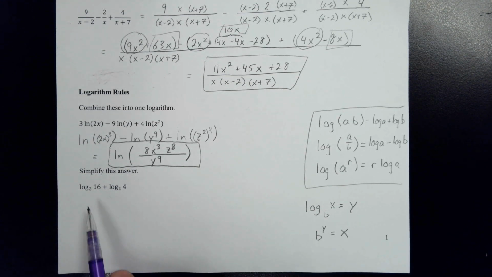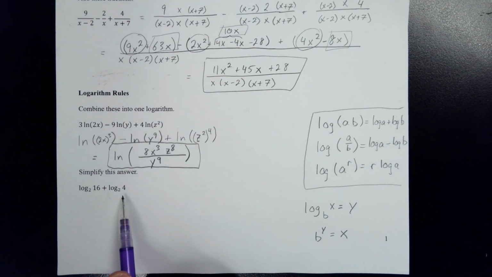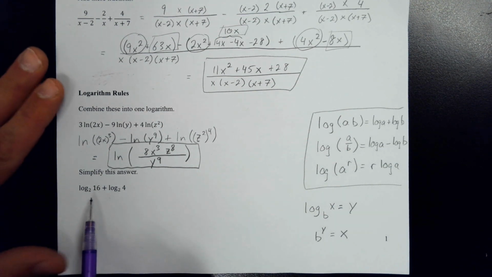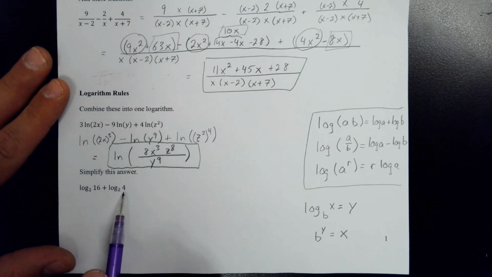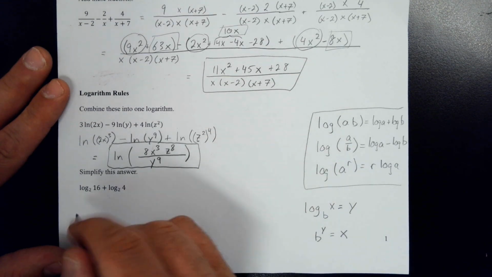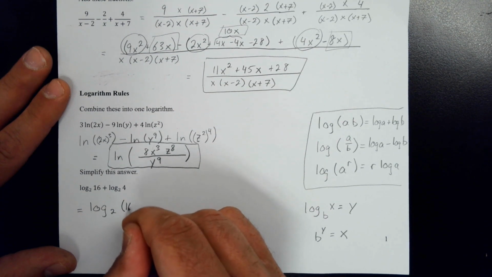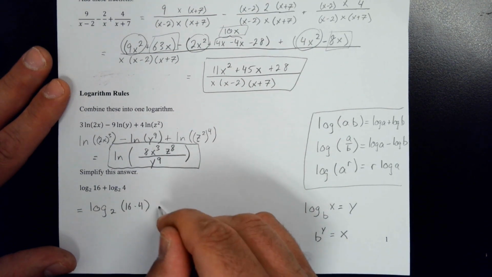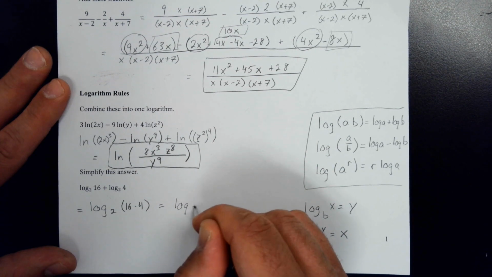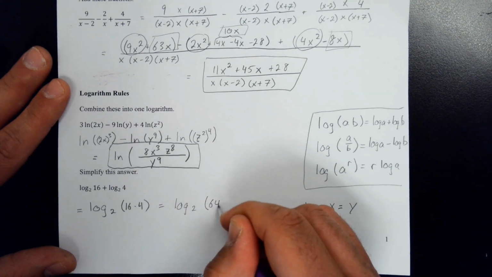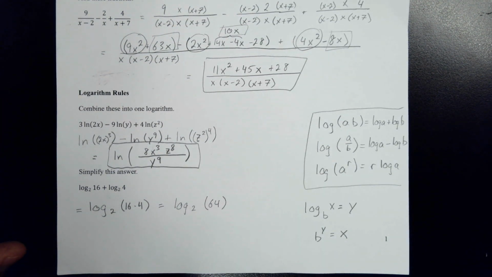So I can figure out what log base 2 of 16 is and log base 2 of 4 is. But I don't have to do that right away. I could, but I could also combine these if I wanted to. Log base 2 of 16 plus log base 2 of 4 using this rule is the same as log base 2 of 16 times 4, which is log base 2 of 64. Okay, so now I've turned it into one logarithm, but now it says I should simplify it.